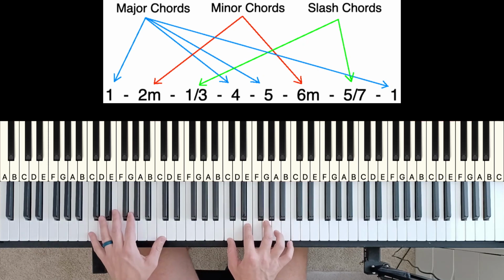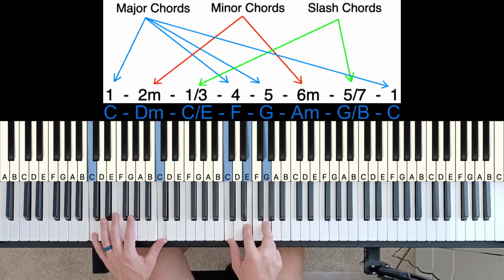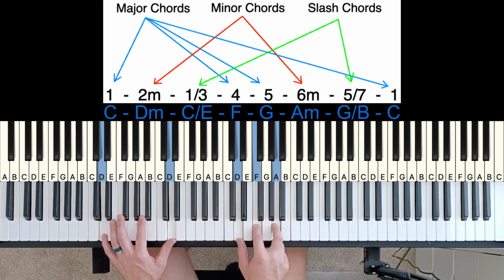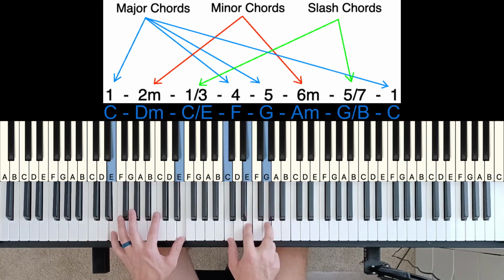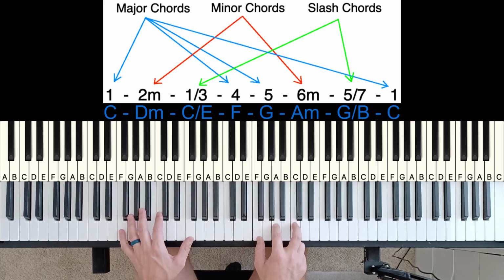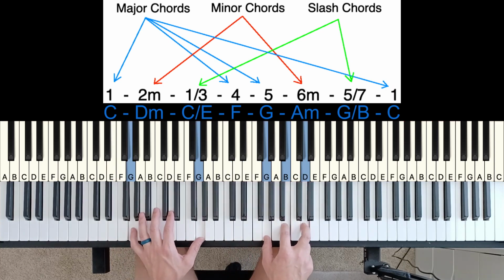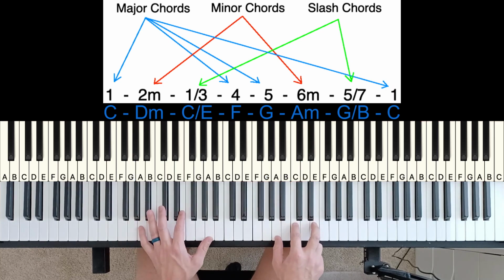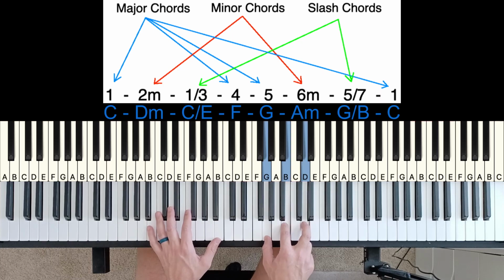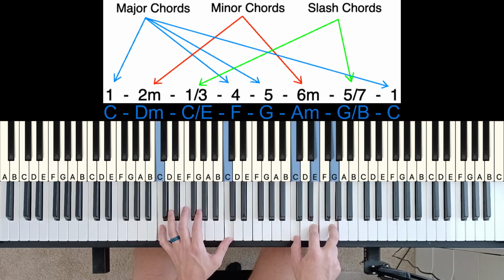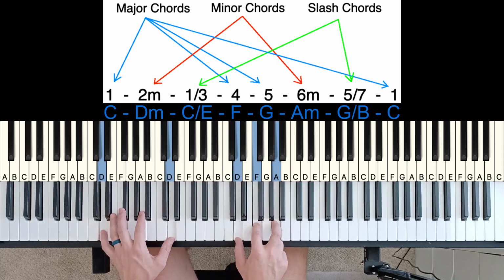So our 1 chord is a C. The 2nd chord is a D minor. 3rd chord is a slash chord. So that's 1 over 3, or a C over an E bass. Our 4th chord is an F. Our 5th chord is a G. Our 6th chord is an A minor. And then our 7th chord is another slash chord. That's a G over B, or 5 over 7. And then our last chord's a 1. So it sounds like this.